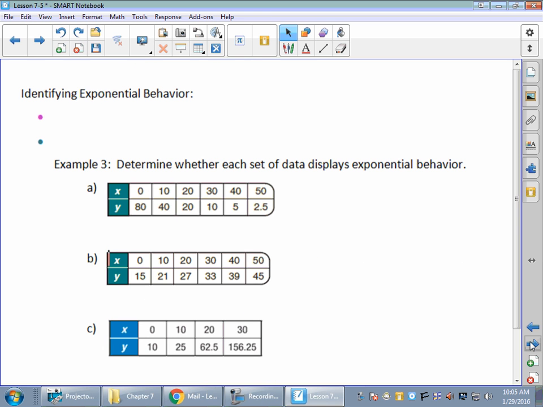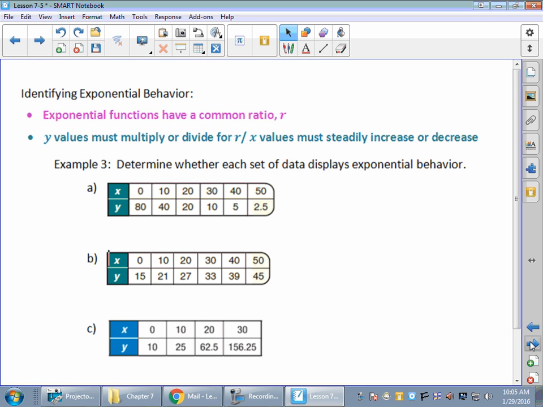All right, so last but not least, let's identify some exponential behavior. First of all, exponential functions have a common ratio. We use r. Remember when we were doing arithmetic sequences, we had a common difference that we called d. Well, difference was what we added or subtracted. Ratios are what we multiply or divide. So make yourself a note if you need to. The y values must multiply or divide for the r, the common ratio. The x values, just look for a steady increase or decrease, like the x's are always going up by 1 or by 10 or by 5 or something. So it's really the y values.